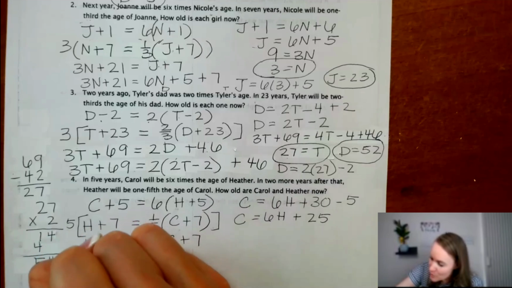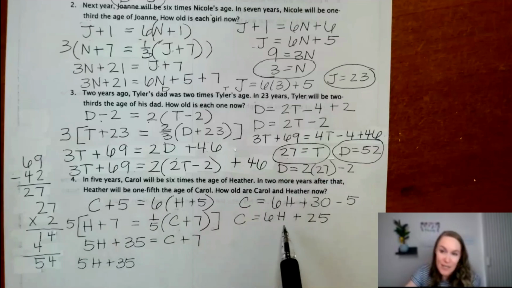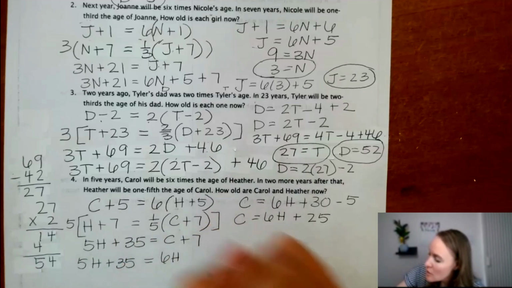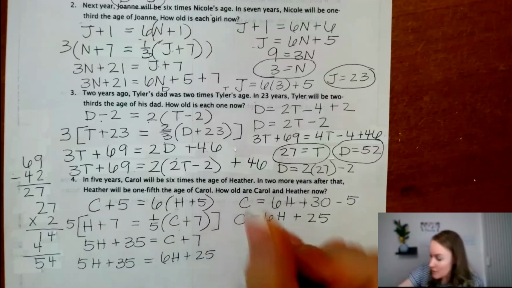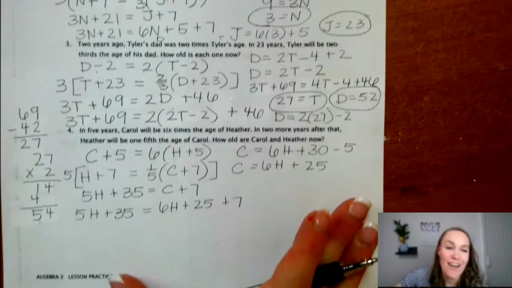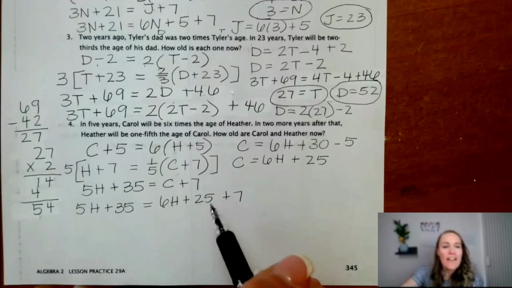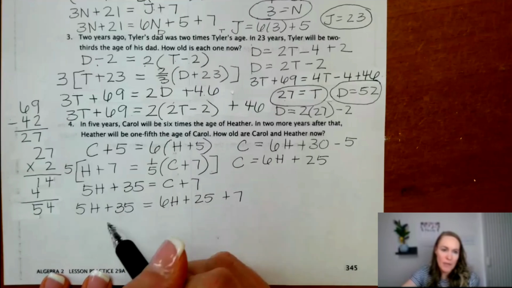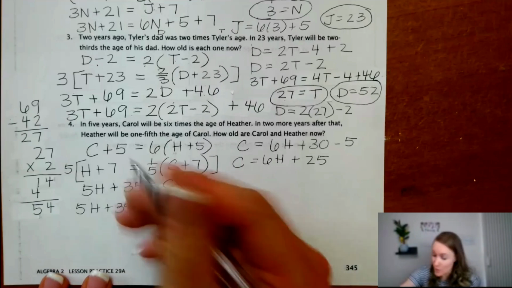Okay, so that gets stuck in here. So 5h plus 35. Remember, I'm just copying this down until I get to c, in which case I'm going to stick in what c equals. So equals 6h plus 25. And then I'm going to finish writing my equation plus 7. Get all my letters to one side, all my numbers to the other side. So minus 25 from 35, that'll give me 10. So I've got 10 and then minus 7. 10 minus 7 is 3. So I'm left with 3.